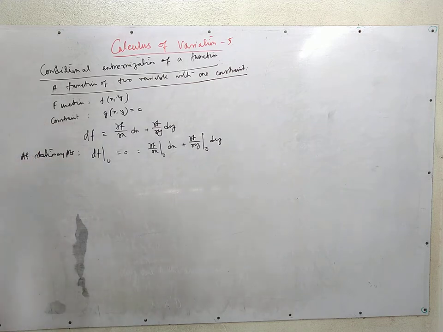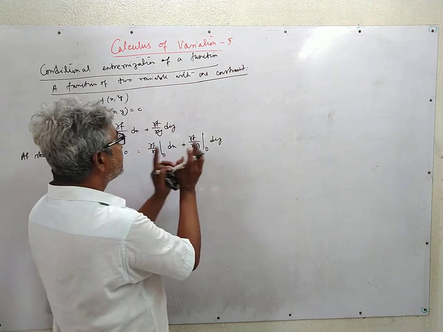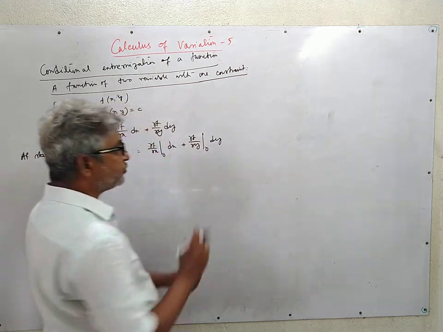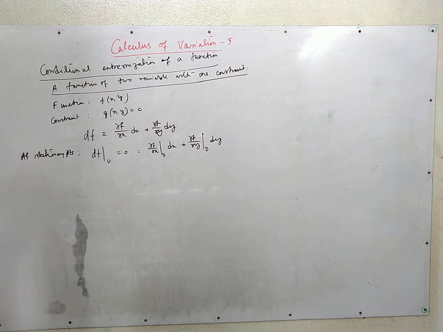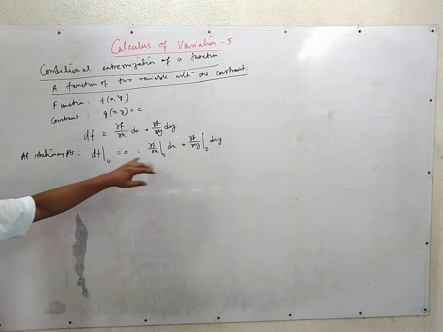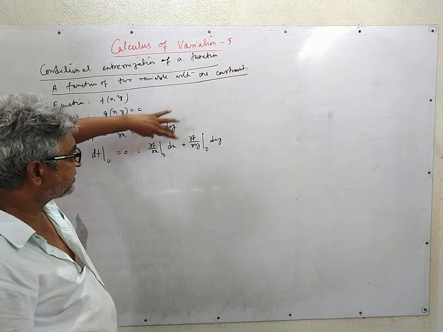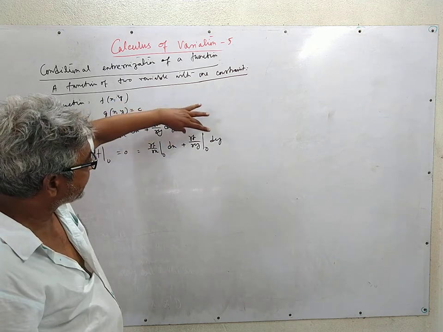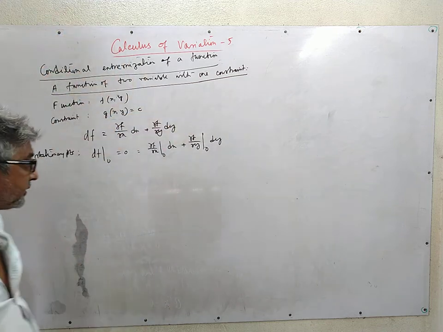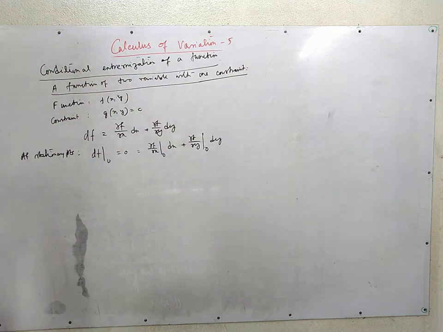In the case of unconditional variation, we set this equal to 0 and simultaneously this equal to 0, because in that case x and y were independent variables, and both dx and dy can have any value irrespective of the other. So to satisfy this condition, we must have this equal to 0 together with this equal to 0. But in this case, x, y are related by this condition.